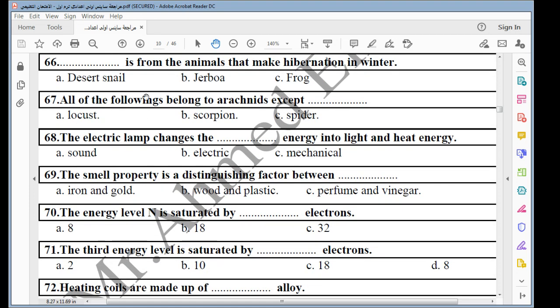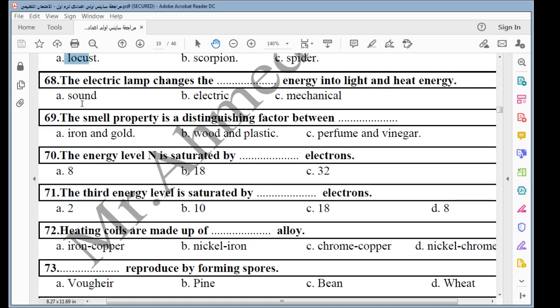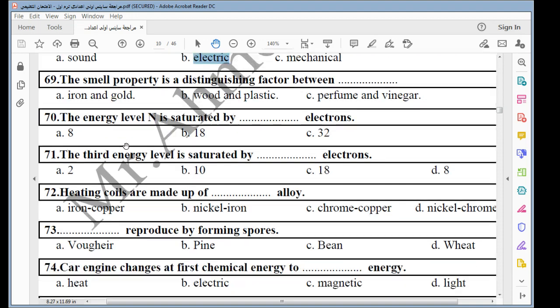66. Space is from the animals that make hibernation in winter, the frog. 67. All of the following belongs to arachnids except locust. 68. The electric lamp changes the electric energy into light and heat energy.